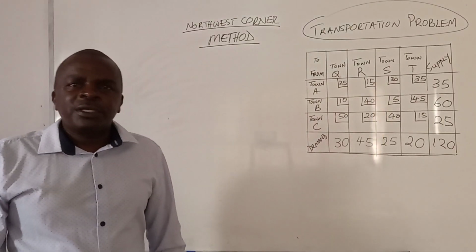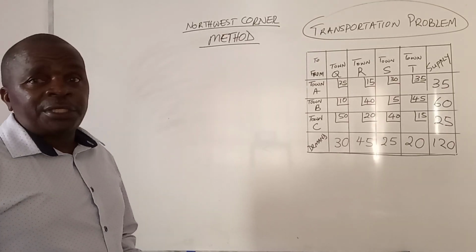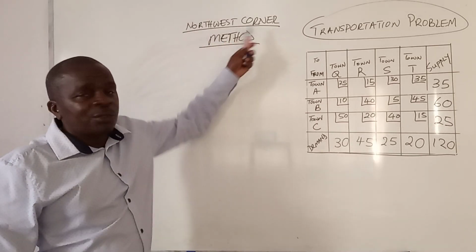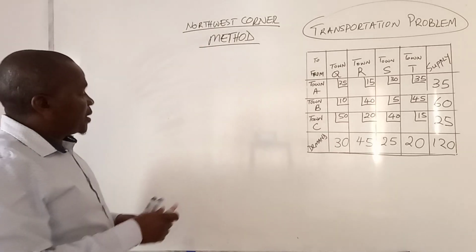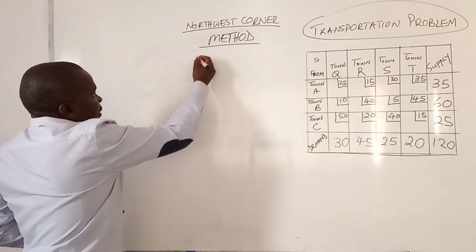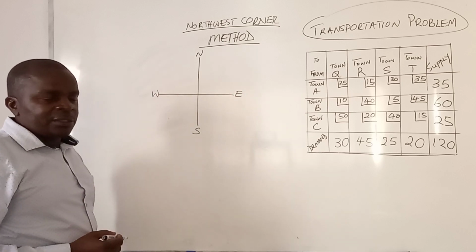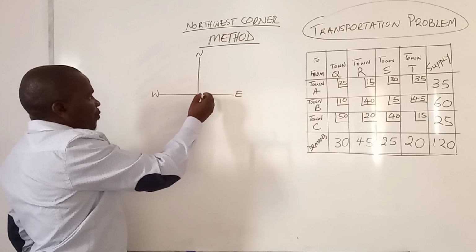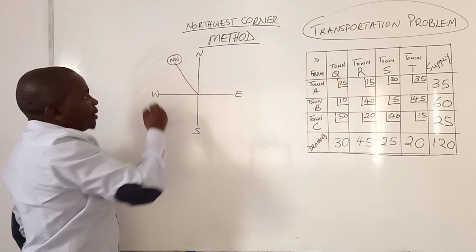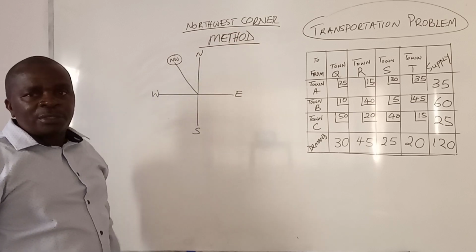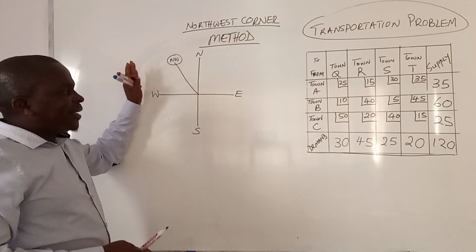Hello viewers, today we are going to focus on finding the initial solution of a transportation problem using the northwest corner method. I will first of all explain this aspect here. Supposing you have got your compass, the north, south, east and west. A line from this point here bisecting that angle will give us our northwest direction. So when we are using the northwest corner method, it basically means that we are supposed to start off at the cell which is on the top left hand side.